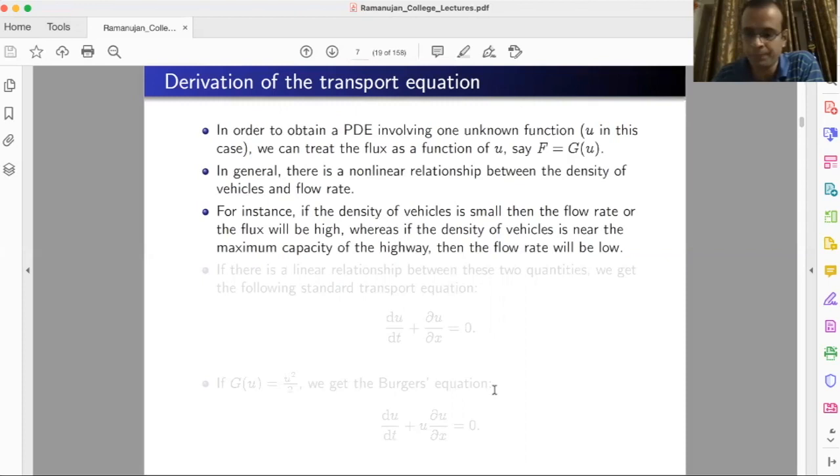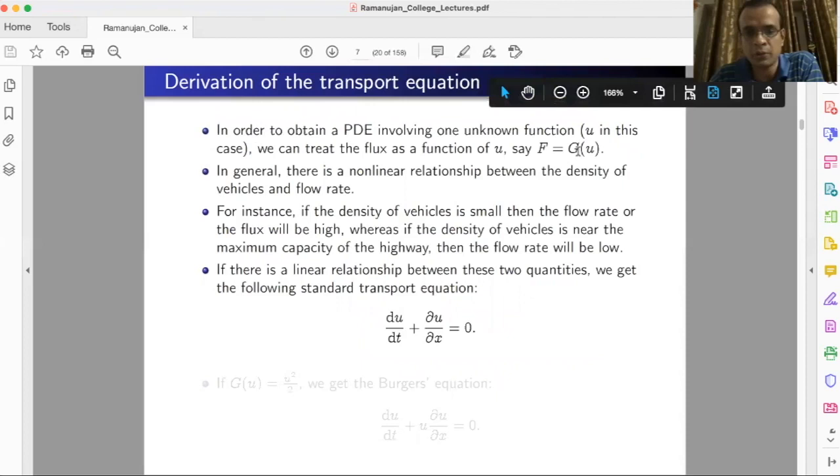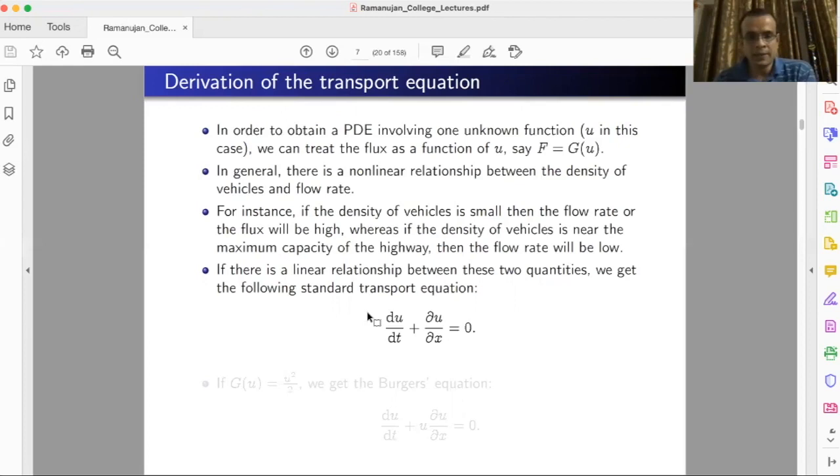Suppose, in a very idealistic situation, there is a linear relationship between these two, or in other words, this g is a linear function of u. Then we get the standard transport equation, that is du/dt plus du/dx is equal to zero. But as another example, suppose g of u is equal to u squared by 2. Then we get what is called the Burgers equation. This is a nonlinear equation, because of this u du/dx term.